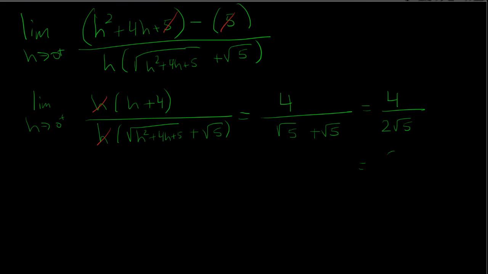Simplifying, 4 divided by 2 is 2, so it's 2 over root 5. And now we can multiply the top and the bottom, if we want, by root 5 to get 2 root 5 over 5. Okay, so that's our limit. Let's look at another one like this.